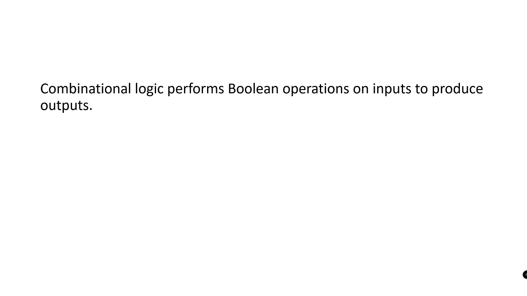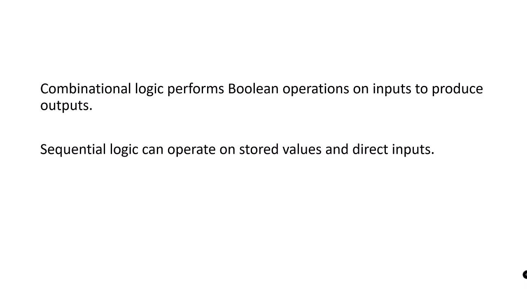Combinational logic performs Boolean operations on inputs to produce outputs. The output is a combination of the inputs. Combinational logic does not have memory. Sequential logic operates on stored values as well as direct inputs. Registers allow us to store the value computed earlier in the circuit and use it in a later computation.